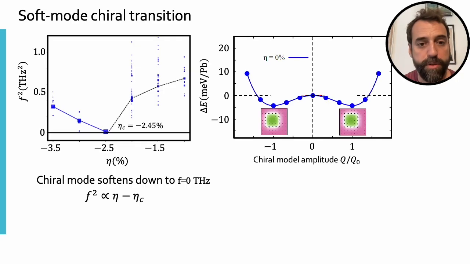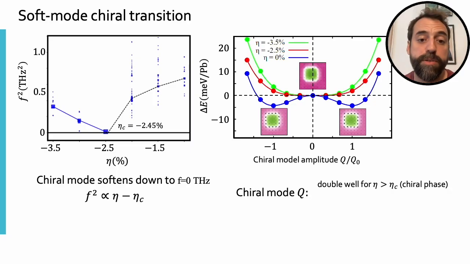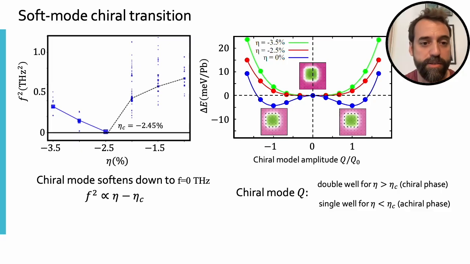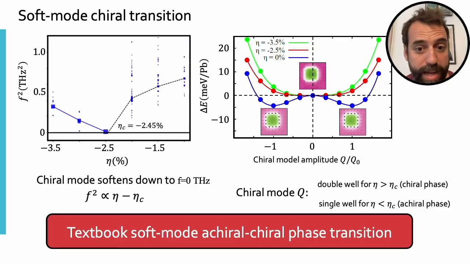So we can also compute curves of energy versus the chiral mode amplitude, and what we see is that now in the tensile regime, the energy shows the characteristic double well structure of a broken symmetry phase. Now, as we go back to the compressive strain regime, we see how this curve transforms into a single well corresponding to the non-chiral state. So all in all, I believe that these two figures convey a clear message, which is that electric bubbles display a textbook soft mode non-chiral to chiral transition with epitaxial strain.